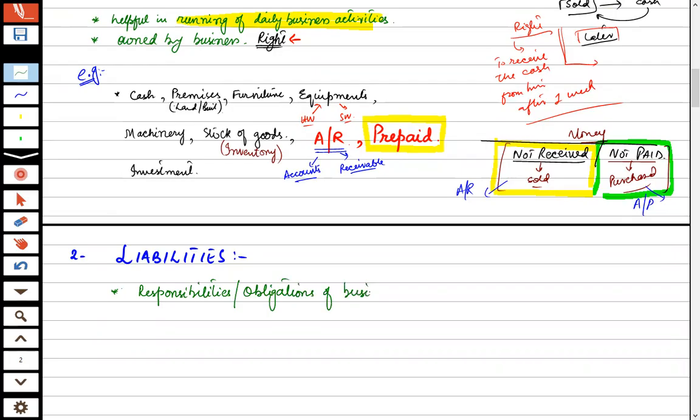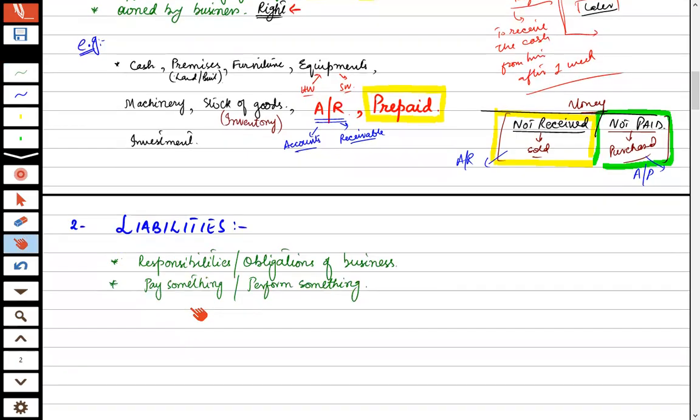Of the business. Responsibilities and obligations may involve two things. Either any organization has to pay something, or any organization has to perform something. Then liabilities are what? Basically the organization's responsibilities and obligations. And what are those obligations? The organization may have to pay something, or the organization may have to perform something.